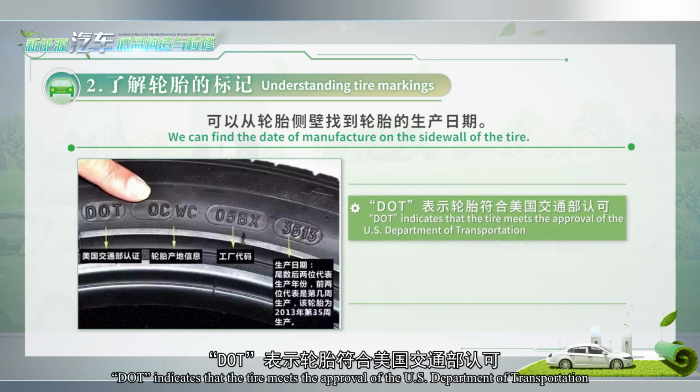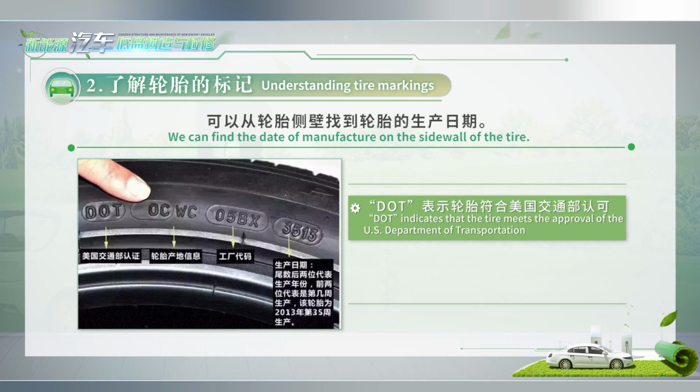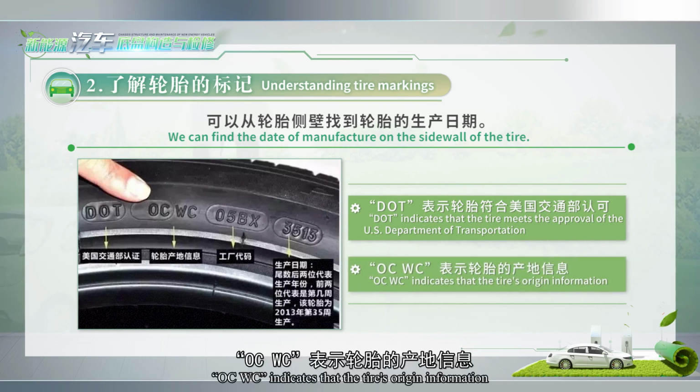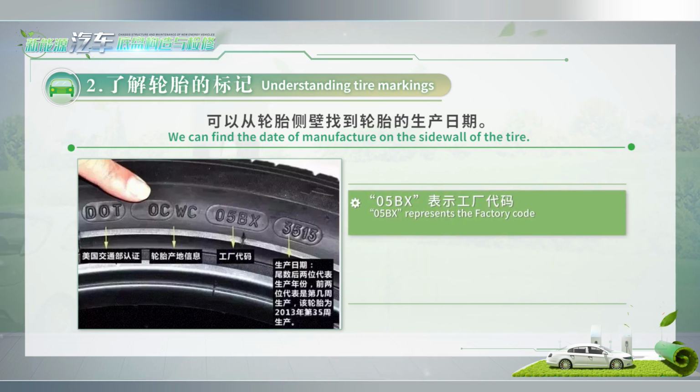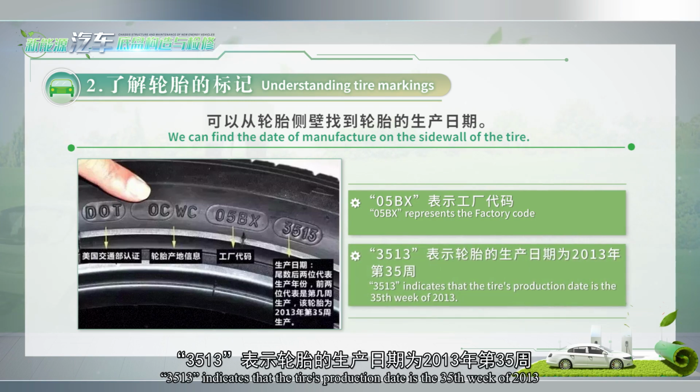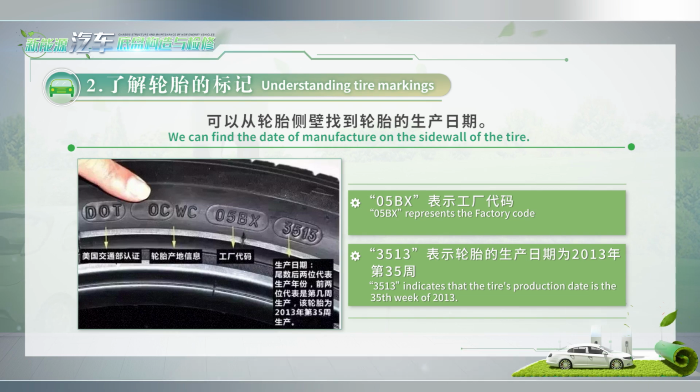DOT indicates that the tire meets the approval of the U.S. Department of Transportation. OCWC indicates the tire's origin information. O5BX represents the factory code. 3513 indicates that the tire's production date is the 35th week of 2013.